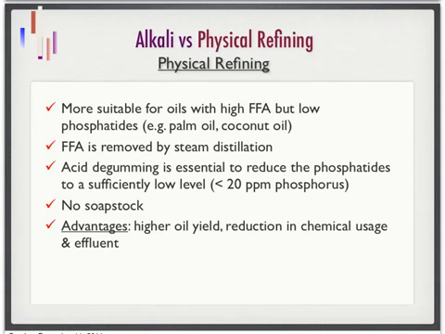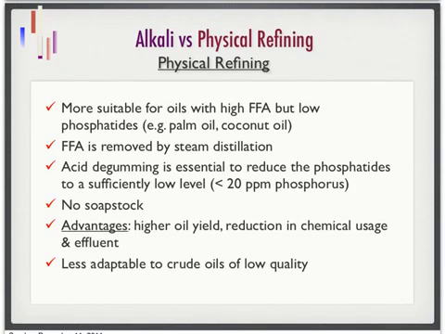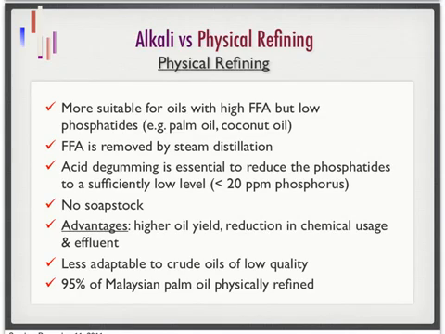So in general, we can say some of the advantages of physical refining. We can get a higher oil yield, and we can get a reduction in chemical usage, and also less problem with waste treatment. However, physical refining is said to be less adaptable to crude oils of low quality, which contain a high amount of phosphatides, because we need to remove the gums in the degumming process, which can increase the losses of the oil. In Malaysia, actually, physical refining is more popular.